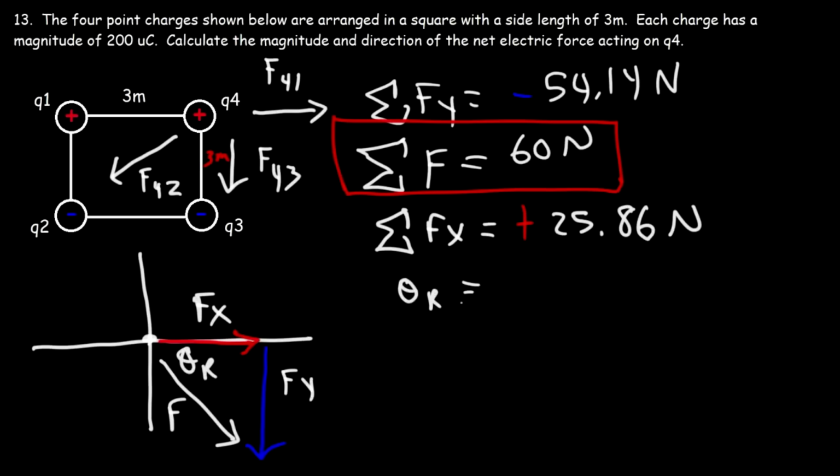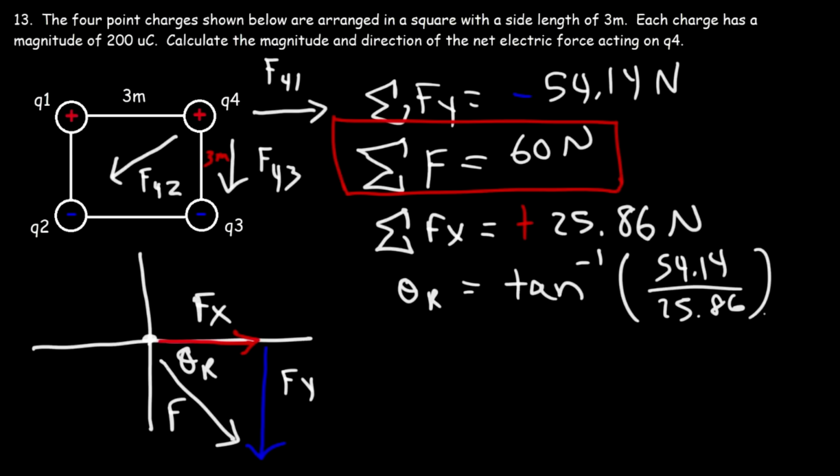The reference angle is between 0 and 90. So to calculate it, we're going to take arctangent of the y component divided by the x component. Now, even though the y component is negative, we're going to use the positive value so that we get an angle between 0 and 90. So this is going to be 54.14 divided by 25.86. So arctangent 54.14 divided by 25.86 gives us a reference angle of 64.47 degrees.